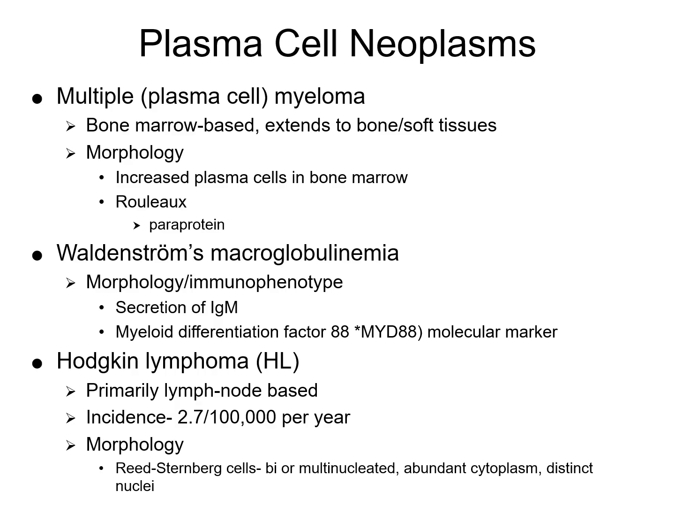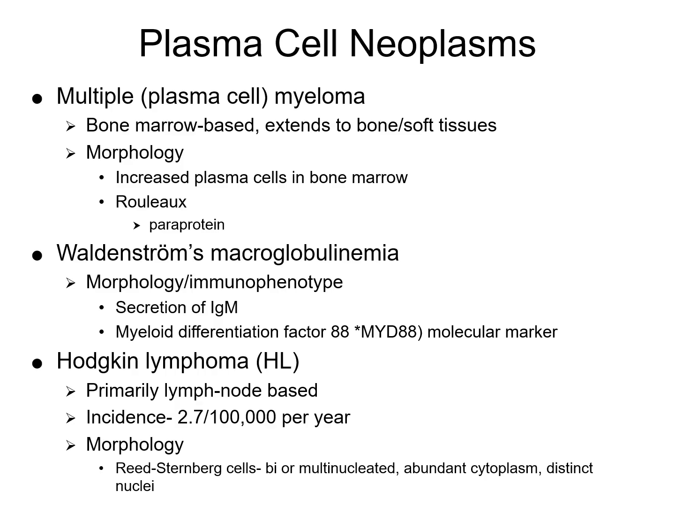For the morphology, you'll see increased plasma cells in the bone marrow, and it will often exceed 10 to 20% of the marrow cellularity. There is presence of rouleaux formation in the peripheral blood smear, where red blood cells stack like coins, due to increased paraproteins. So associated with secretion of the paraprotein, it is detectable in serum or urine as well.